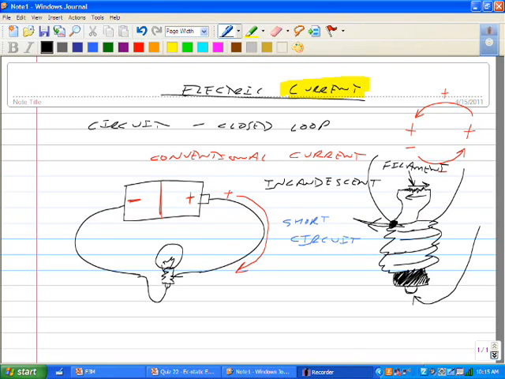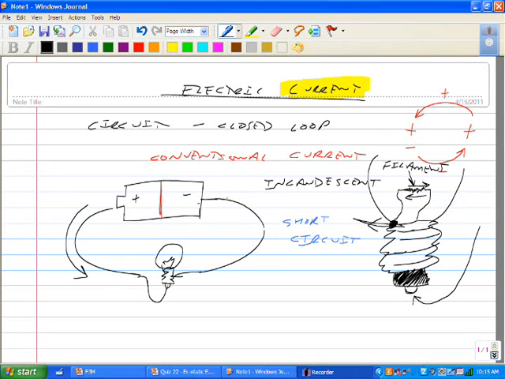Now, what do you notice about the direction of the current in this bulb? Does it always go the same way? In other words, what happens if we take the battery now and spin it around? Which way will the current go? It'll still go from positive to negative, which in this case is around this way.